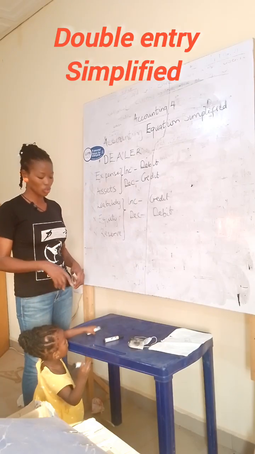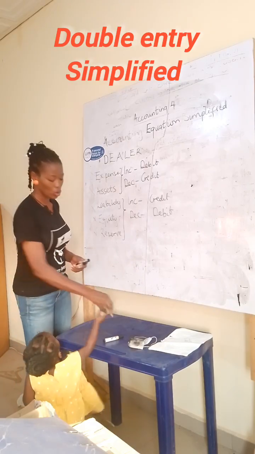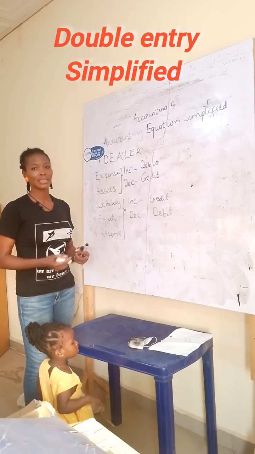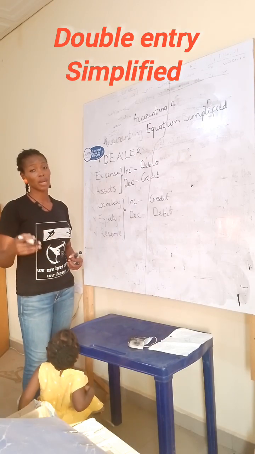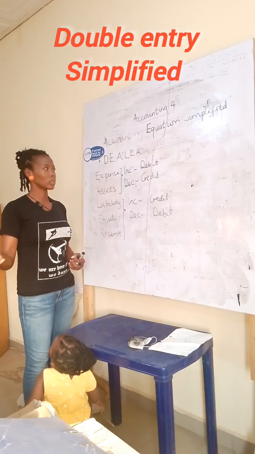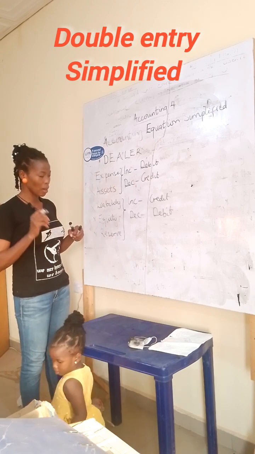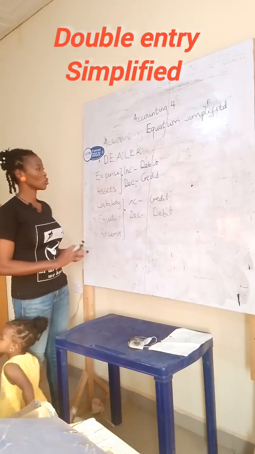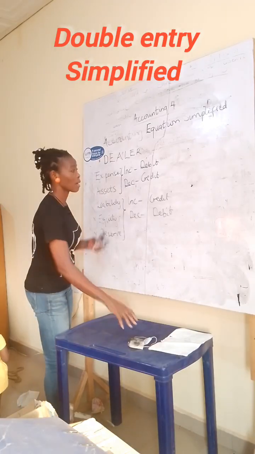This is our second tutorial. Preparing your ledger account, and then finally your trial balance, and then your statement of financial position and profit and loss account. So let's talk about typical life examples so that we can see how we can apply this.